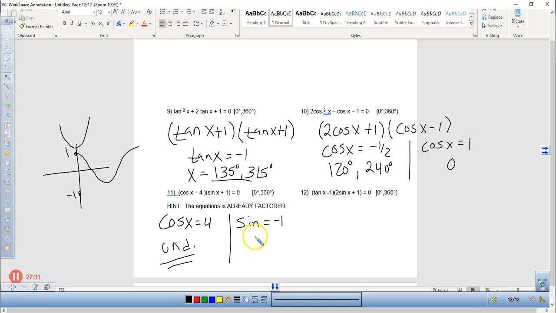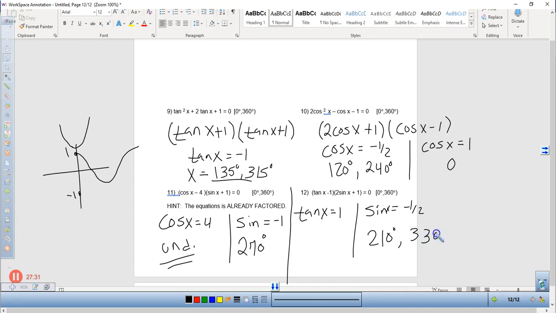Sine, when is sine negative 1? We know this already. It's down here. It's a quadrantal angle. It's 270 degrees. Alright, over here, we're looking at when is tangent equal to 1 and when is sine equal to negative 1/2. Sine being equal to negative 1/2 is 210 and 330. Tangent being equal to 1 we know is 45 degrees, and also in the third quadrant 225 degrees.